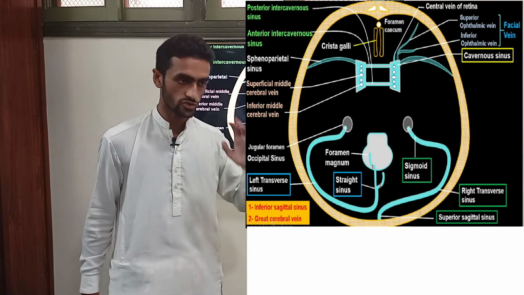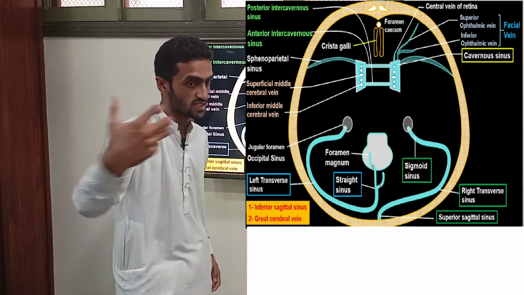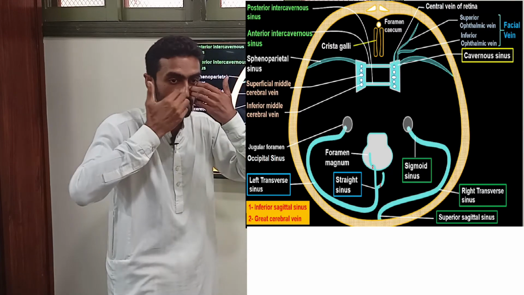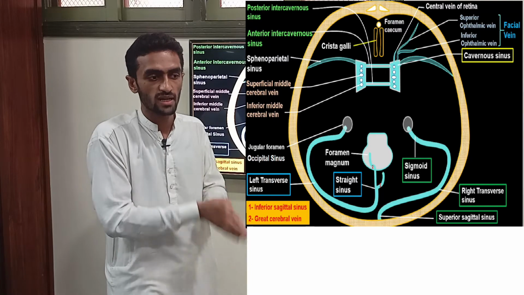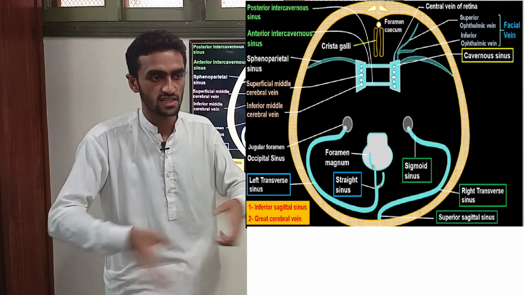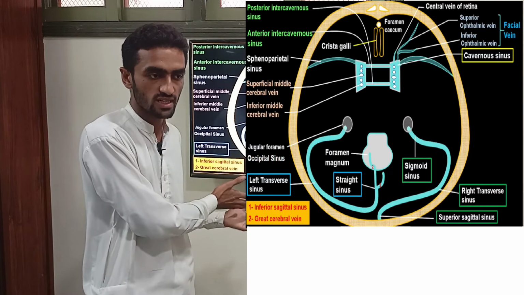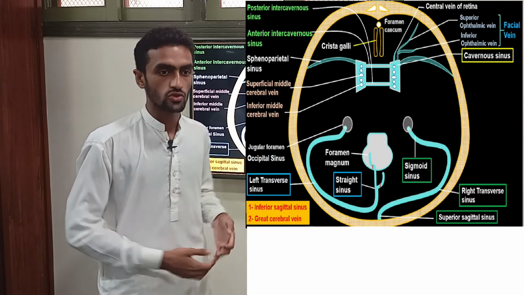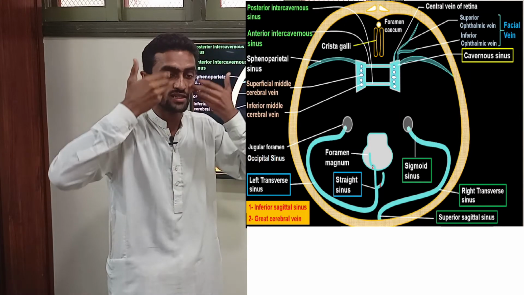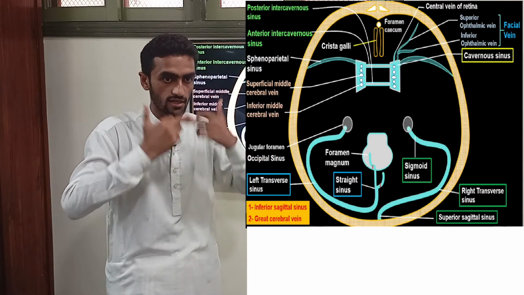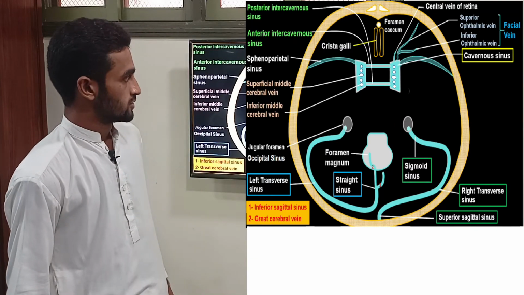So when there is cavernous sinus thrombosis, what will happen? The facial blood, coming from this dangerous area, enters through the superior and inferior ophthalmic veins into the cavernous sinus. The cavernous sinus drains into the other sinuses, the superior sagittal and others. That's why there is a problem when there is damage in this dangerous area. Are you clear? Can you see this pathway?